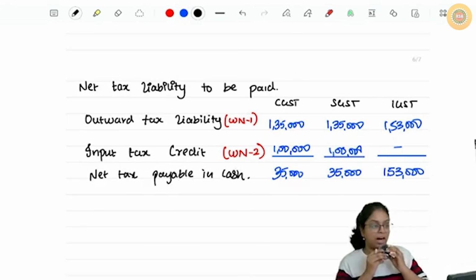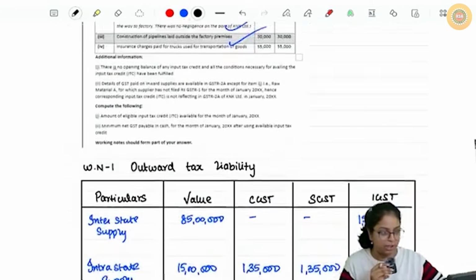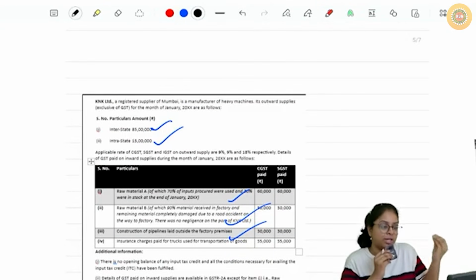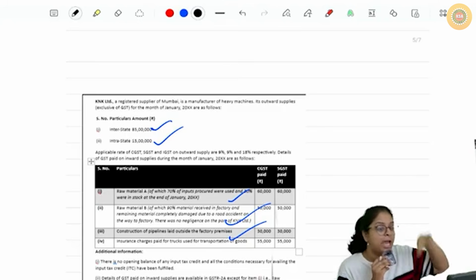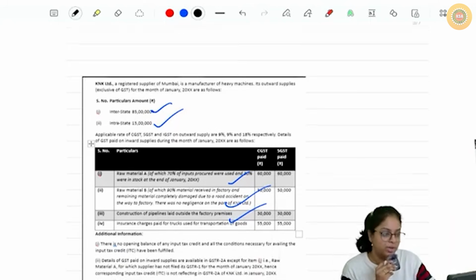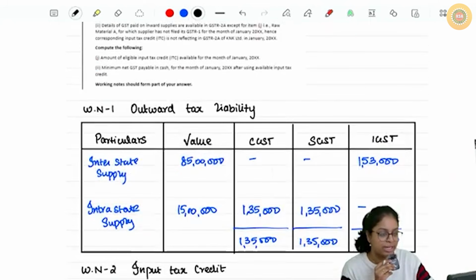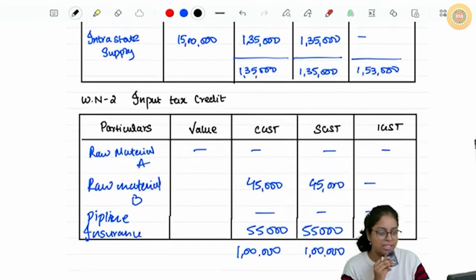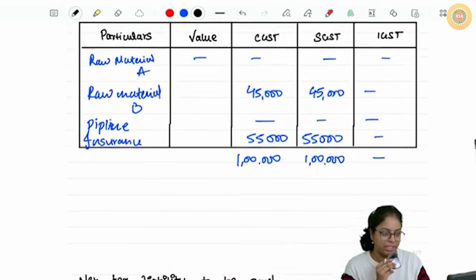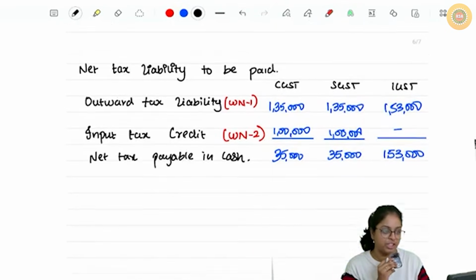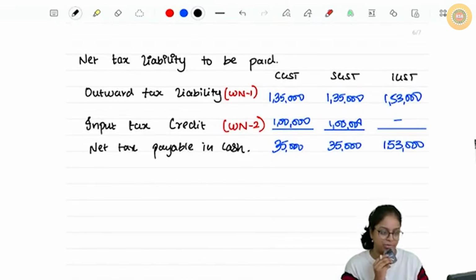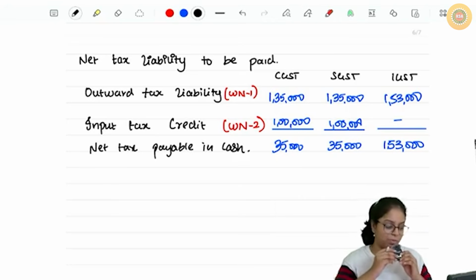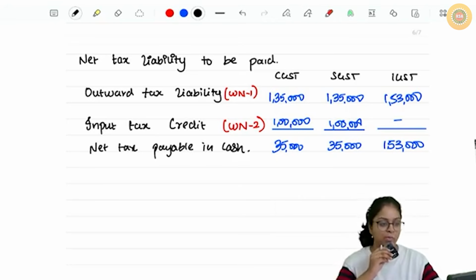So that ends this question. Very, very simple question. It looked a little tricky, but it's not. These are the total computation questions that they ask you in GST. Pretty simple if you know the concepts. I'll quickly scroll through the solution so that in case you want to make a note, you can do that. This is your working note number 1, which is your outward tax liability. Working note number 2, which is your input tax credit. And your final, which is your net tax liability to be paid. So that ends your discussion of this question as well. I hope it was absolutely clear. Moving on to the next one.